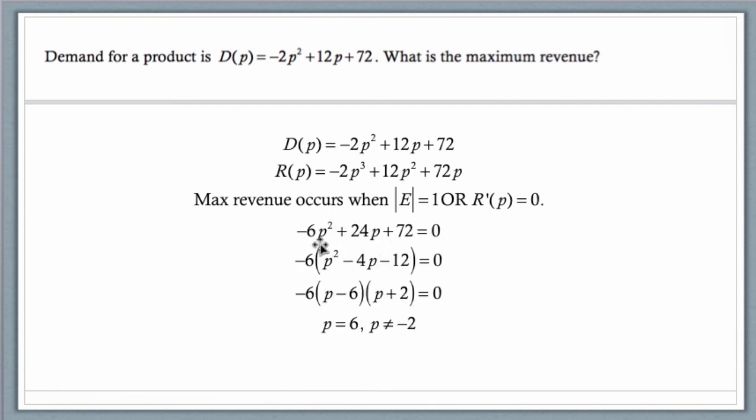So I'm going to take the first derivative of my revenue function, set it equal to 0. This ended up just being a nice quadratic function, so I factored. And I'm left with here p is equal to 6 and p is equal to -2. Now we know that price can't be negative, so I'm just going to ignore that result. And that means that the maximum revenue occurs when the price is $6.